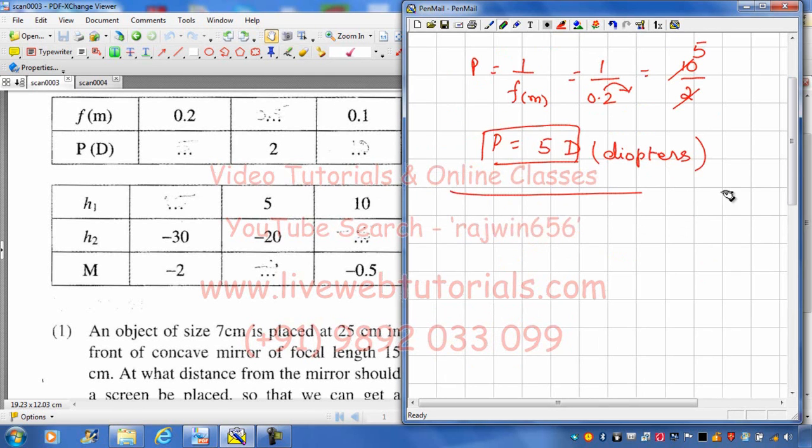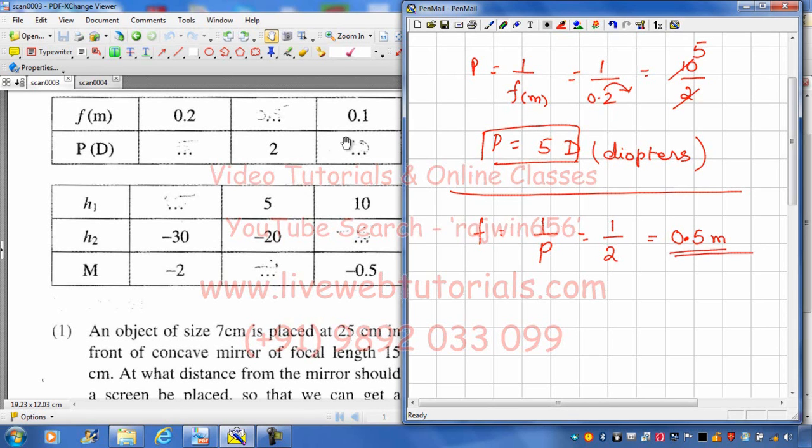Second part. Okay, here the power is given, that is 2 diopters. We are supposed to find the focal length. So here focal length is equal to 1 upon power, that is the reciprocal formula, that is 1 upon 2. If you divide, this is going to become 0.5 meters.